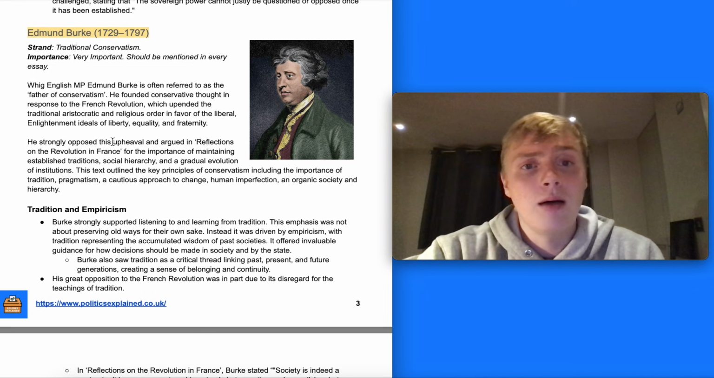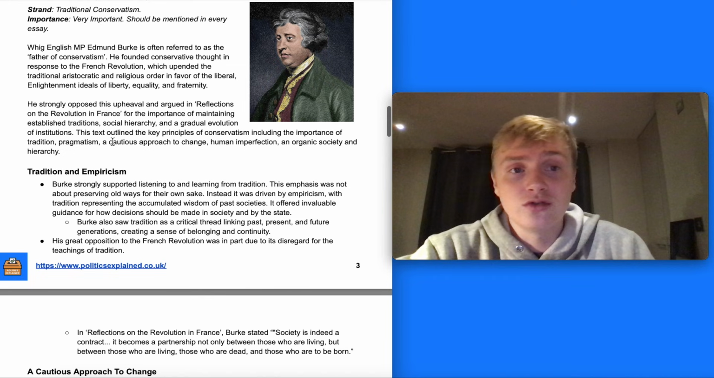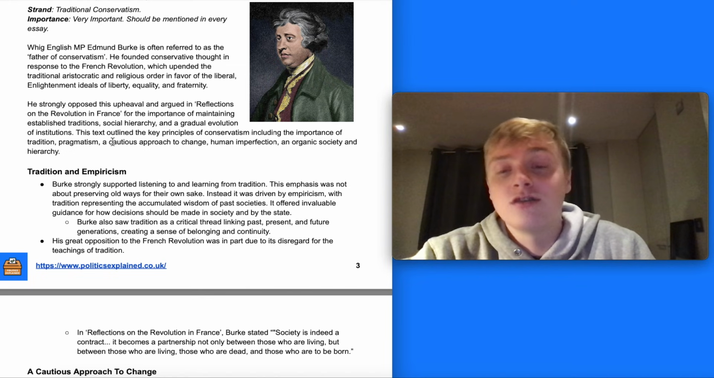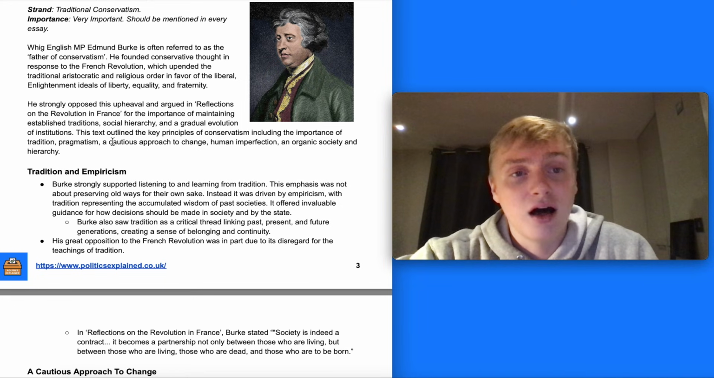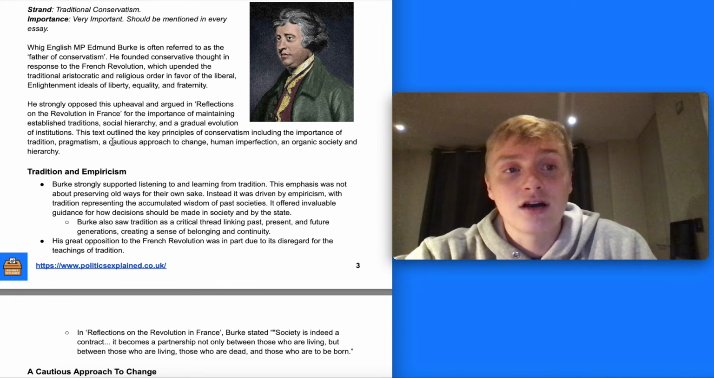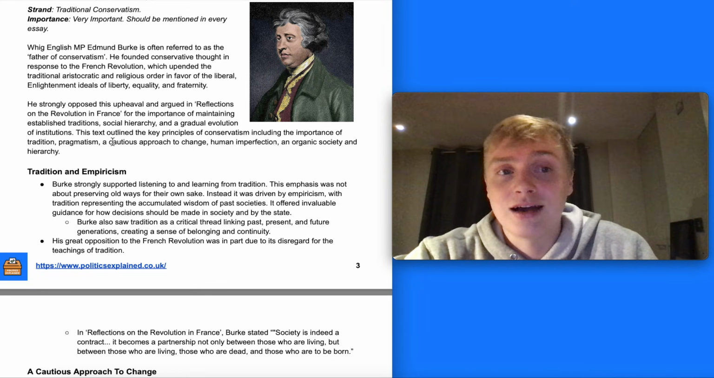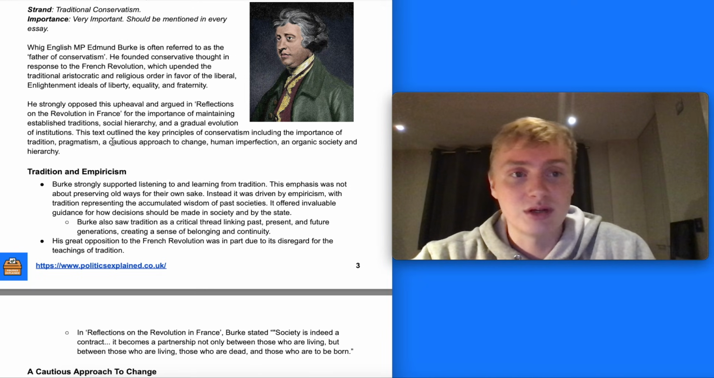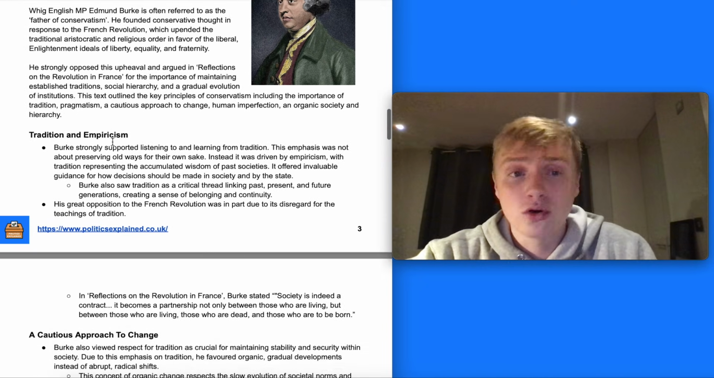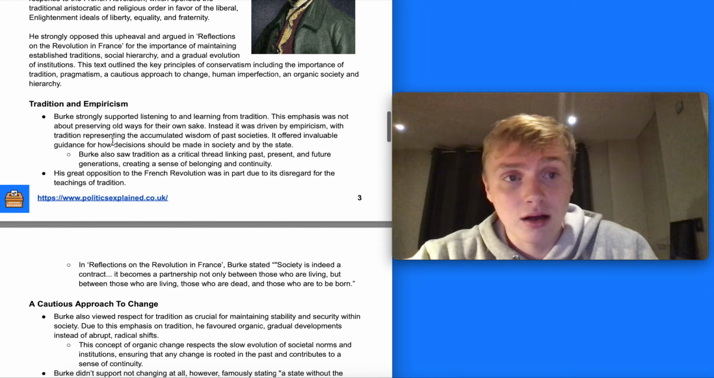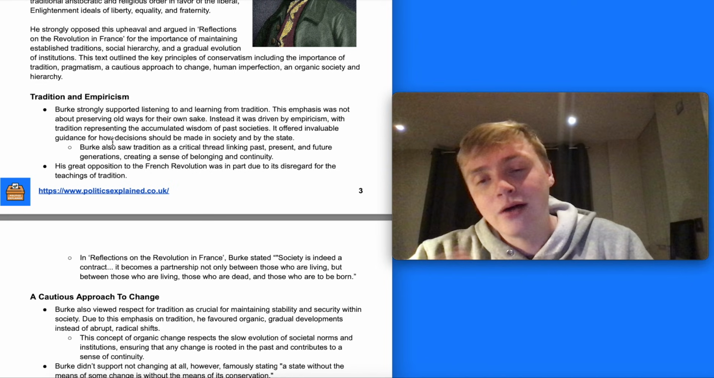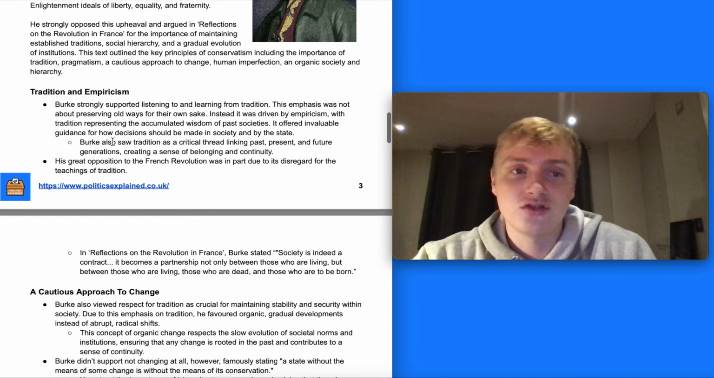So yeah, Edmund Burke, referred to as the father of conservatism, founded conservative thought specifically in relation to the French Revolution, which was spoken about at the start of the video, and which upended the traditional aristocratic and religious order in favour of liberal Enlightenment ideals. He strongly opposed this in his key text, Reflections on the Revolution in France, and set out key principles of conservatism: tradition, social hierarchy, and gradual evolution.